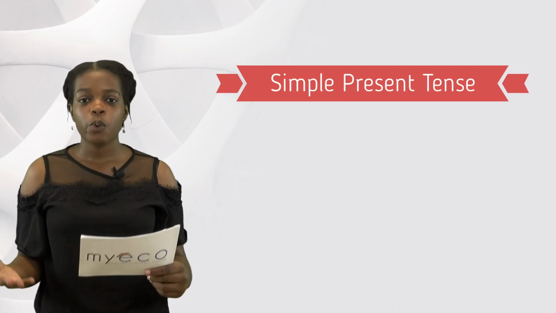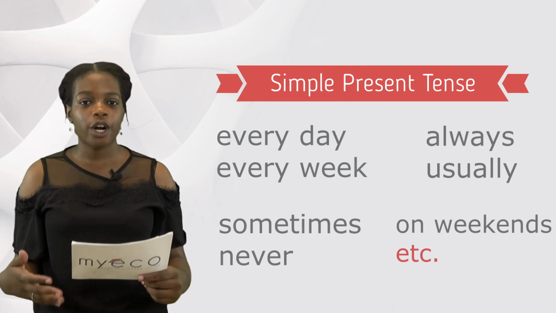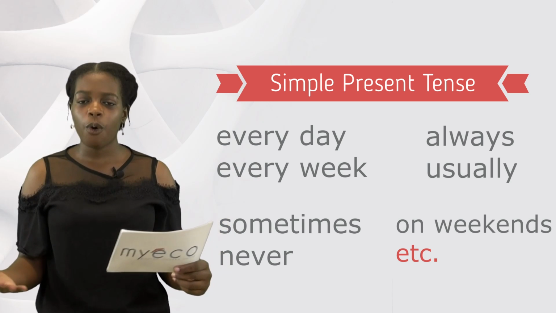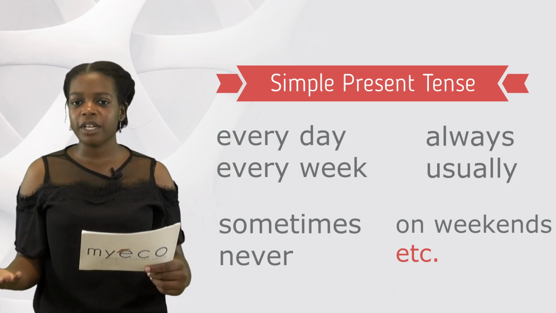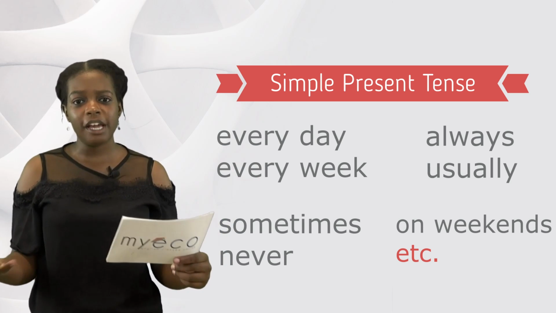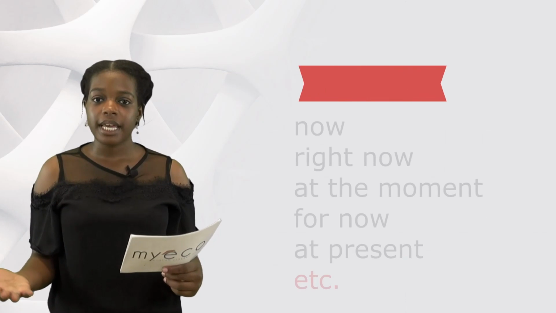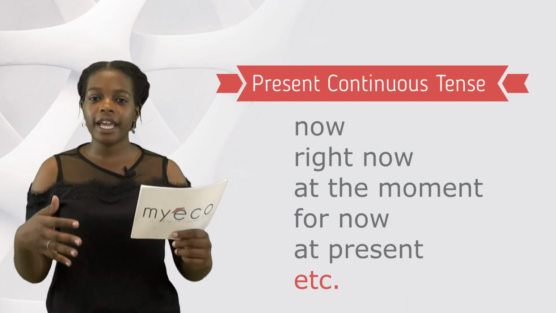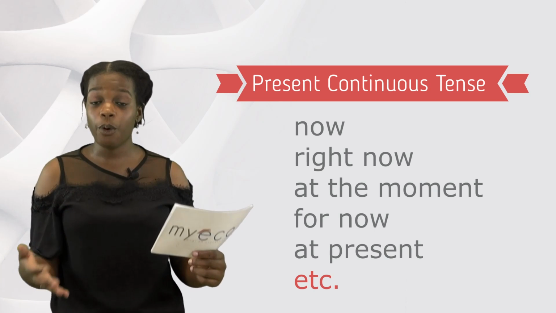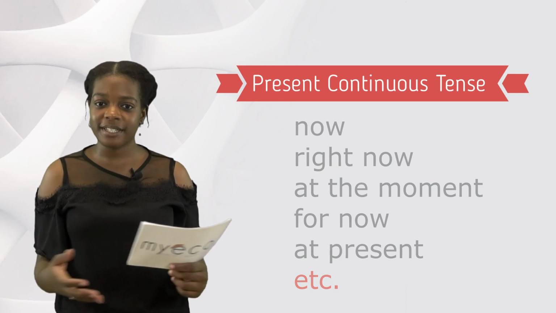Now, remember that there is a difference between simple present tense and present continuous. Simple present tense we use to describe things that are general, habits, or things that we do frequently, such as every day, every week, or every year. Whereas with present continuous, it is more linked to things that are in the moment, right now, or at present. So let's have a look at how we create sentences just like the ones we've seen.